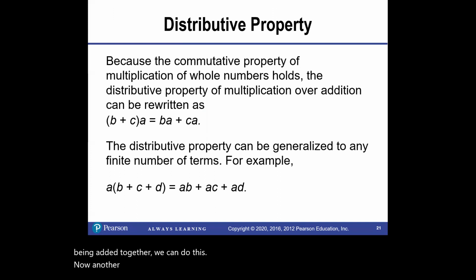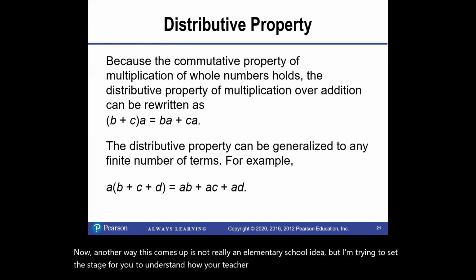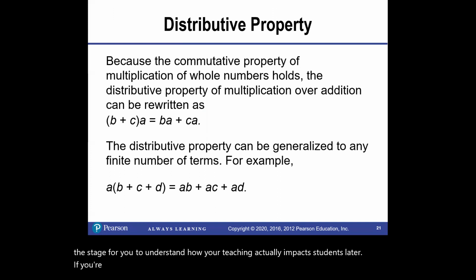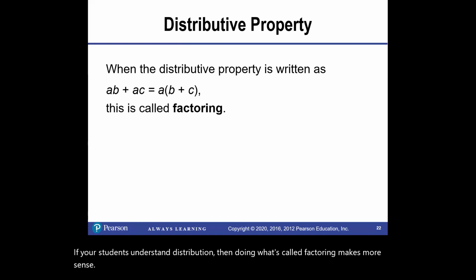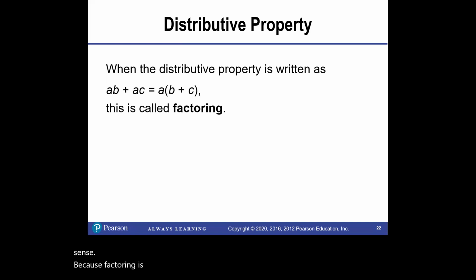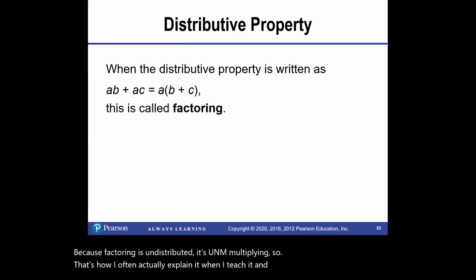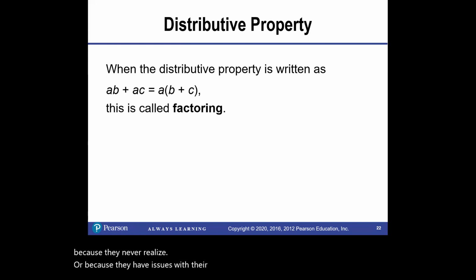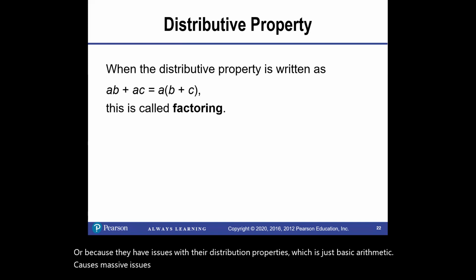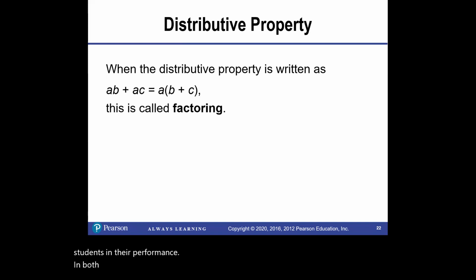Now, another way this comes up is not really an elementary school idea, but I'm trying to set the stage for you to understand how your teaching actually impacts students later. If your students understand distribution, then doing what's called factoring makes more sense because factoring is undistributing. It's unmultiplying something. That's how I often explain it when I teach it, and students are often in shock because they have issues with their distribution properties, which is just basic arithmetic, and that causes massive issues. So understanding this is how you all actually have a massive impact on students in their performance in middle school, high school, and beyond.